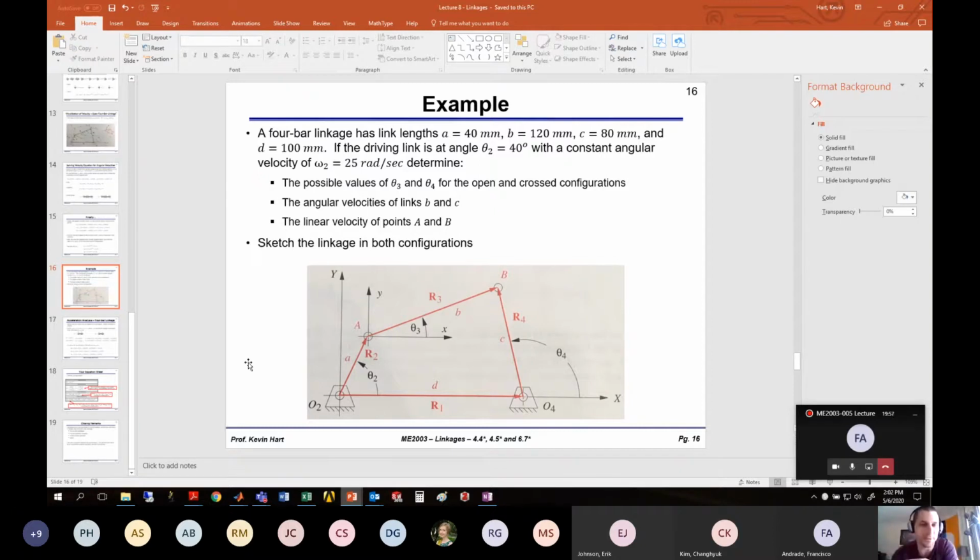And then we're asked to determine the possible values of theta 3 and theta 4, which could occur in both the open and the crossed configurations. Then we want to determine the angular velocities of links B, that's R3, and C, which is R4. And then we want to determine the linear velocity of A and B. We'll determine those linear velocities for both the open and the crossed configurations. Then we're going to sketch what this actually looks like. So a lot to do for this problem.